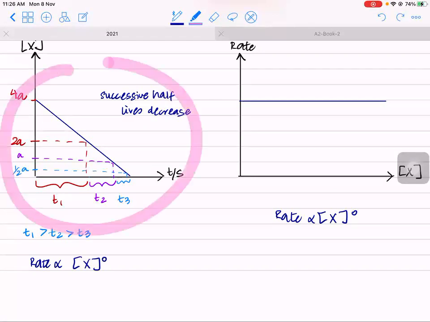But for concentration time graph, you will have to calculate half-lives. And if half-lives decrease, that means it is zero order. Clear? Do you see for zero order, half-lives are decreasing? Understood?